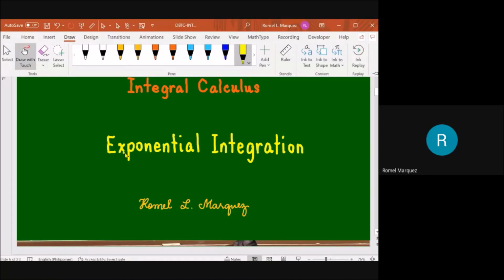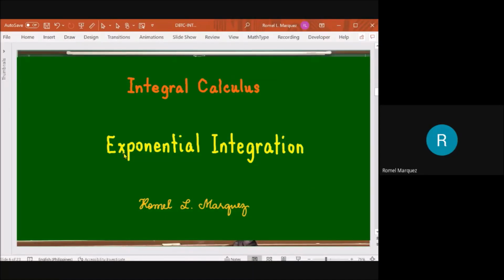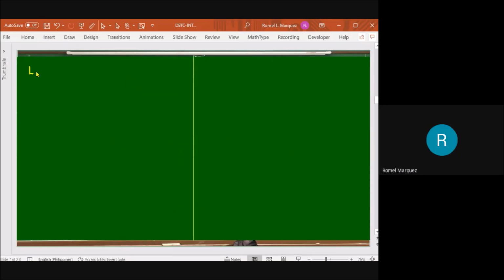Exponential integration. Exponential integration formulas.